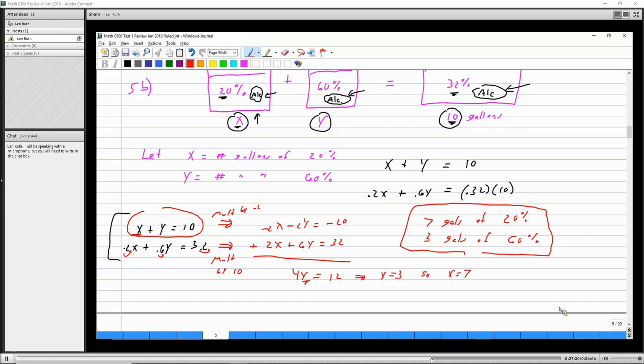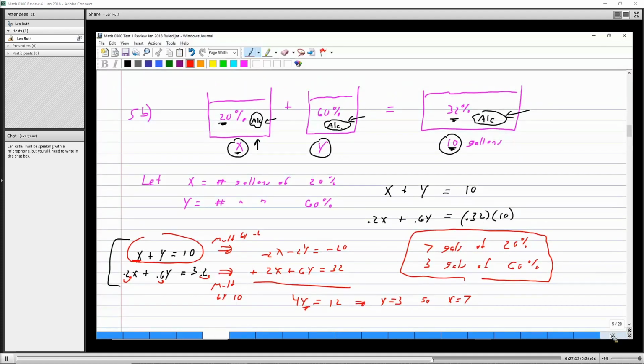And you can kind of estimate if that sounds reasonable. We're mixing 20 and 60 to get 32. If you were to add equal amounts of 20 and 60, you'd expect to get the average concentration, which is 40%. We're after something weaker than that. So I would expect we should have more of the 20 and less of the 60, because the final product should be on the weaker side compared to the average. I'd expect x to be a little bit more than 5. So 7 might be right. I can't tell if it's exactly right, but that might be right.